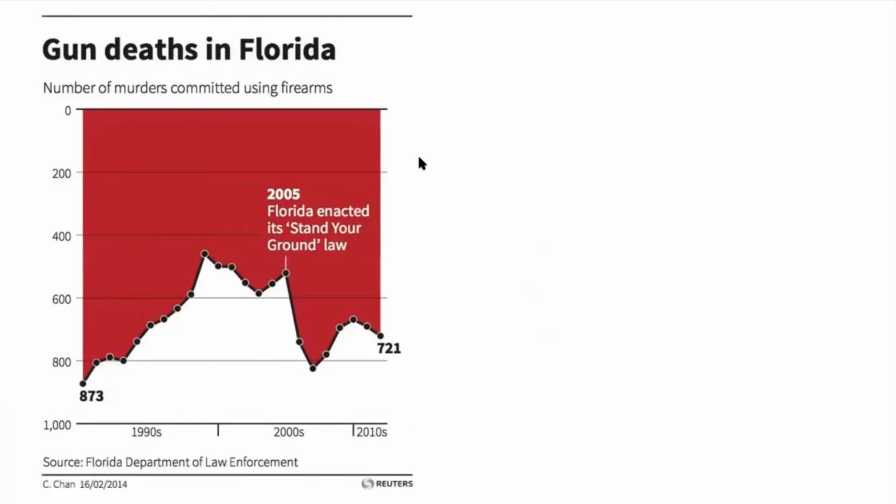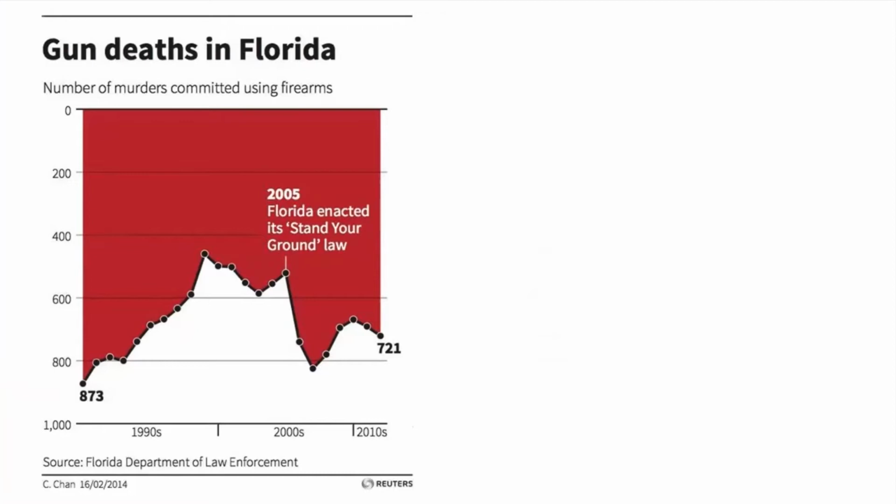Another thing to consider with distortion and how we present our graphics is thinking about what is the natural way that people will read your chart. So this is an example, a chart which shows gun deaths in Florida. And so this chart is showing the number of murders committed using firearms. And we can see that it's been annotated.